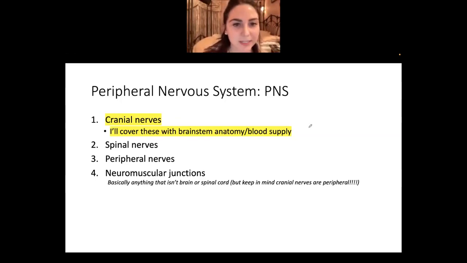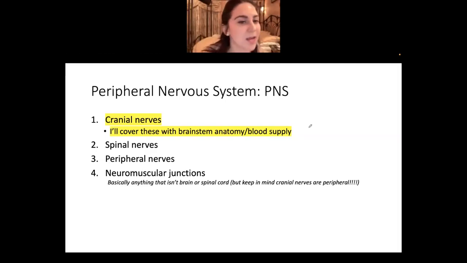But I'm not doing cranial nerves today. We're going to be covering them when we do brainstem anatomy, because a lot of the time when you have a brainstem stroke or a lesion of the brainstem, you get a cranial nerve symptom. And that's how you can locate where the stroke is occurring.